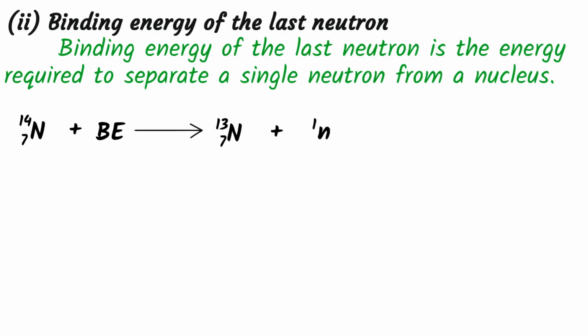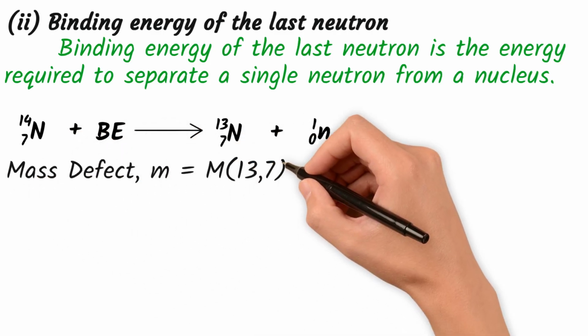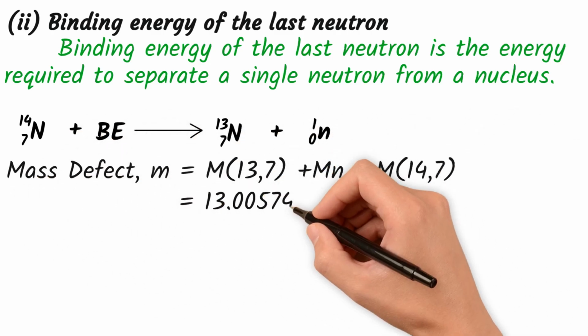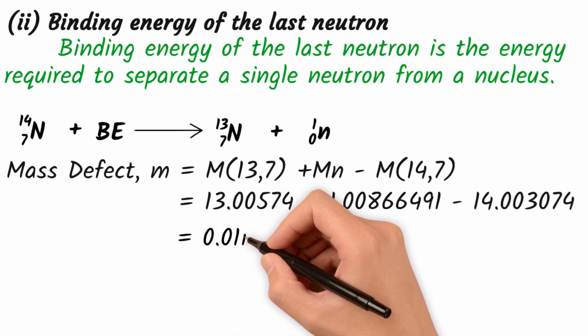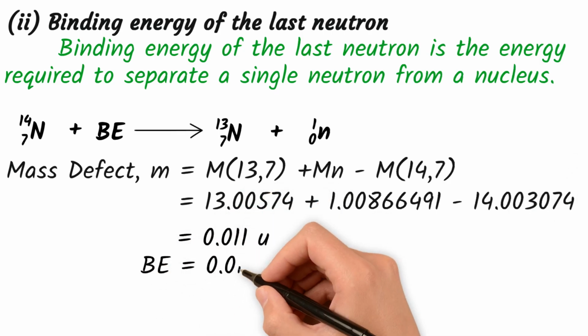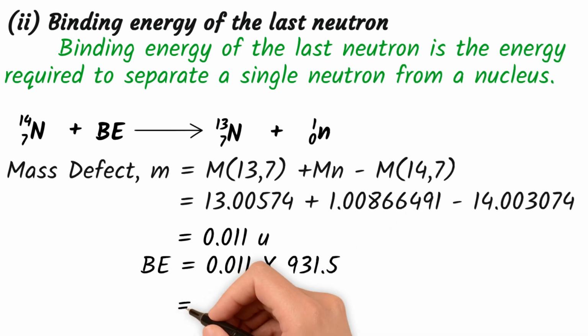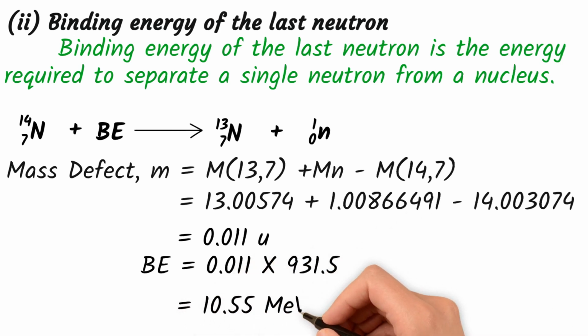And the mass defect is given as shown. That gives us a value of 0.011 u. And similarly, we have the binding energy for the last neutron as 10.55 MeV.